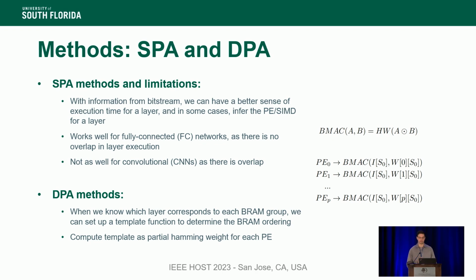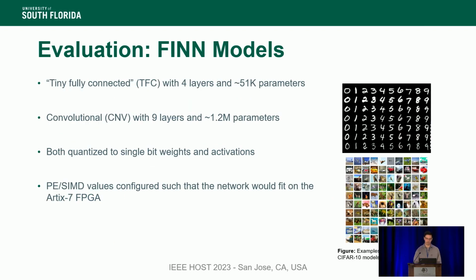And for differential power analysis, once we know which layer corresponds to which BRAM group, we can set up a template function to determine that ordering. And that template function is the binary multiply accumulate between the weights and the input. And so we compute the template as a partial Hamming weight for each processing element, and essentially use that to guess which is the 0th BRAM. And then once we have the correct guess for that, we guess the first, and so on and so forth.